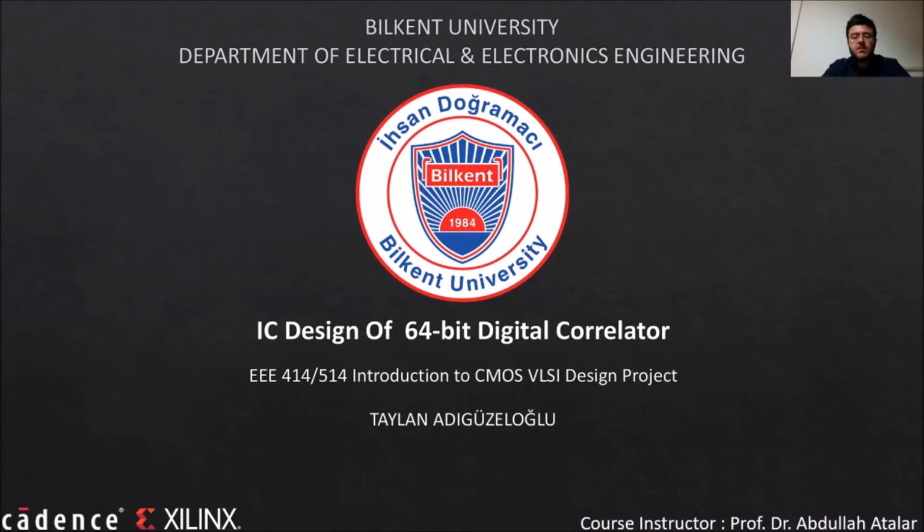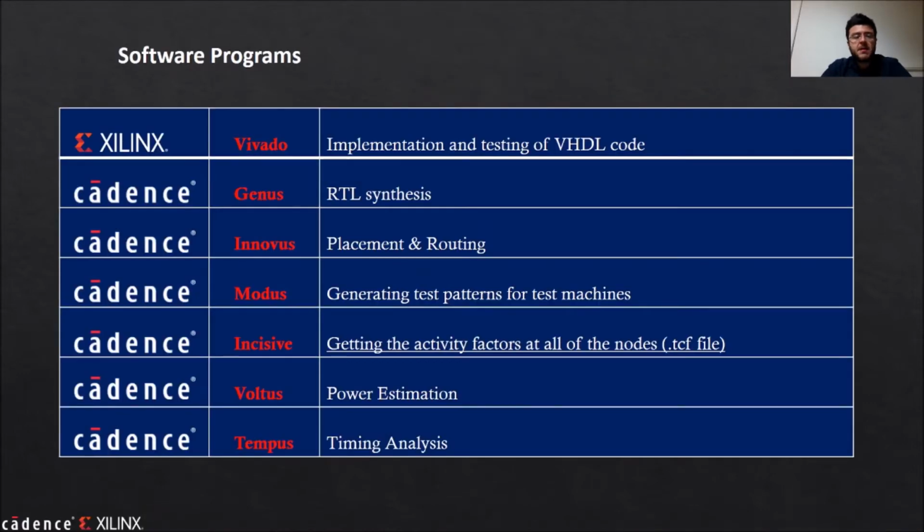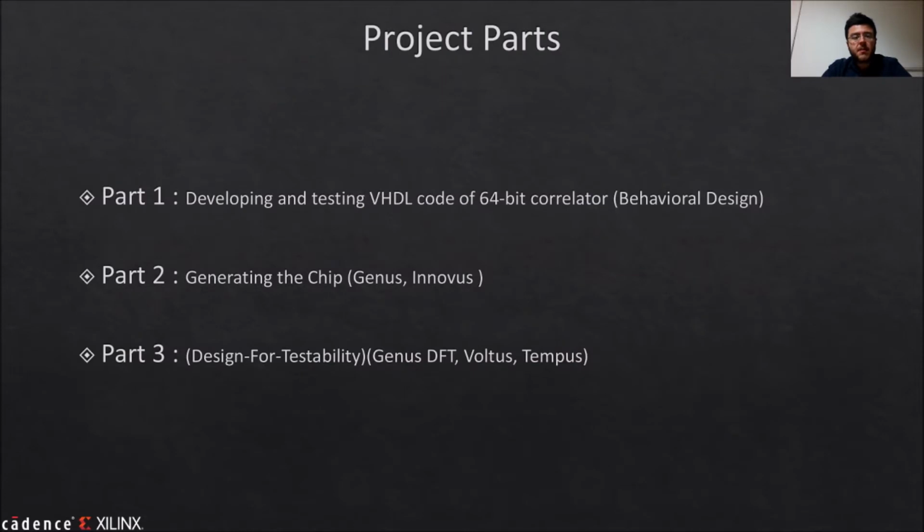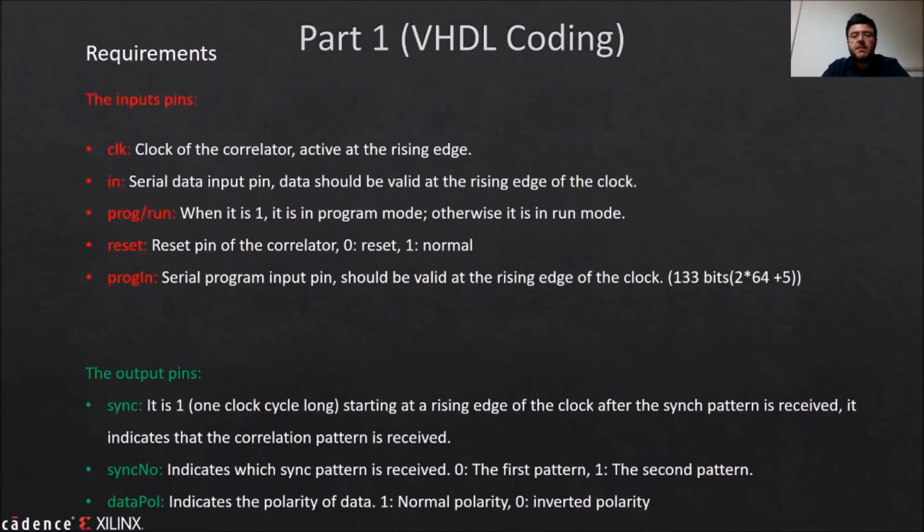Hello everyone, today I'm going to introduce the Introduction to CMOS VLSI Design Project, which is IC design of a 64-bit digital correlator. These are the software programs that are used throughout the project. Our project is composed of three different parts. In the first part, we develop and test the VHDL code of the 64-bit correlator. In the second part, we generate the chip, and in the third part, we make our design testable.